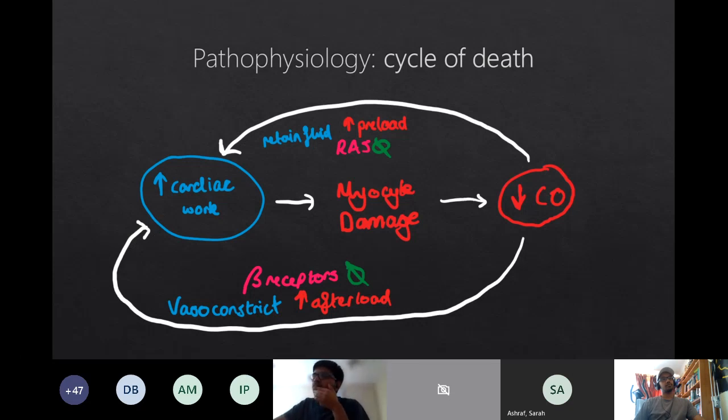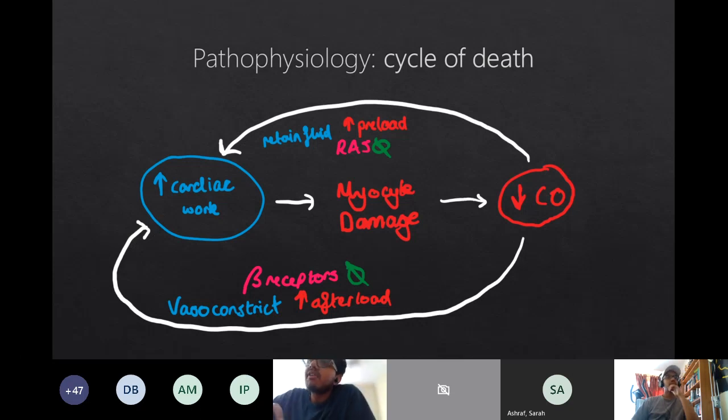If you increase cardiac work, the heart is working harder, and the heart rate has gone up, as we talked about already, and that causes myocyte damage. And you start this vicious cycle where your cardiac output is lower, you activate these systems, you increase the work the heart needs to do, you get more myocyte damage, which worsens your cardiac output. It just gets worse and worse.